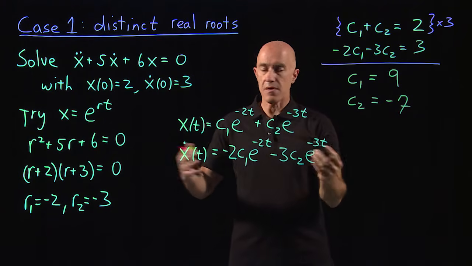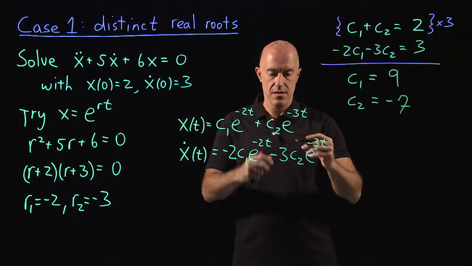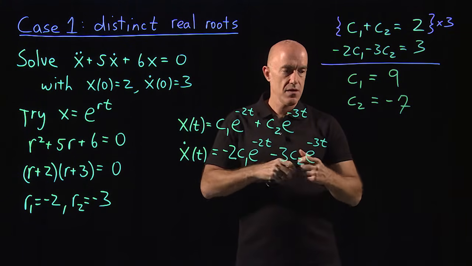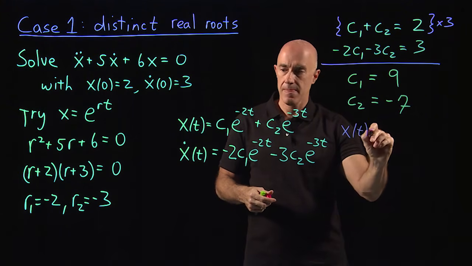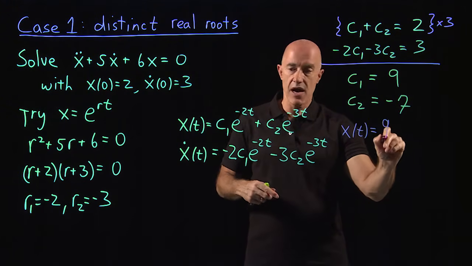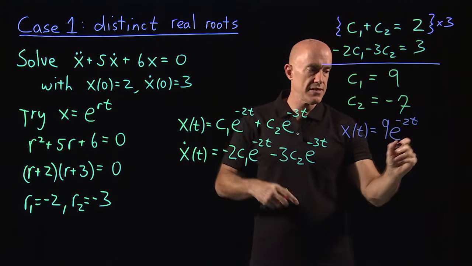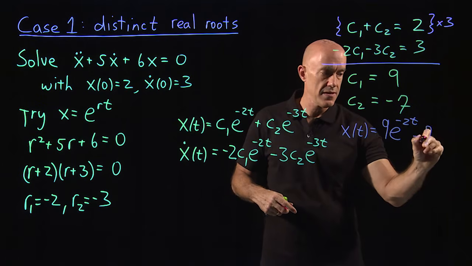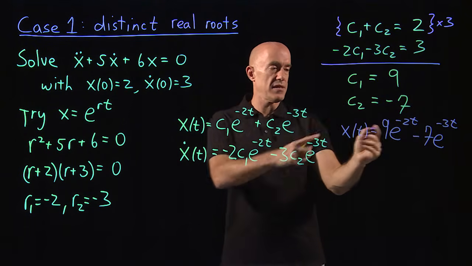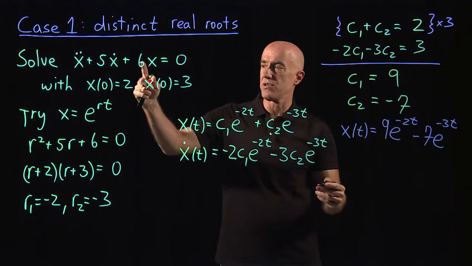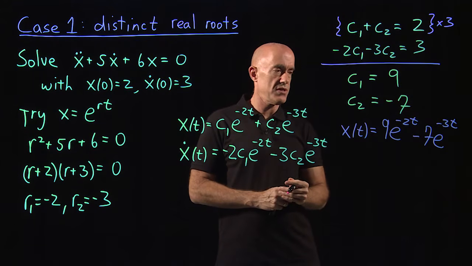Okay. Putting it all together, then we have our x of t. So let me write it here. We get x of t equals c1, 9 times e to the minus 2t plus c2, minus 7 times e to the minus 3t. And that's the solution of the differential equation that also satisfies the two initial conditions.